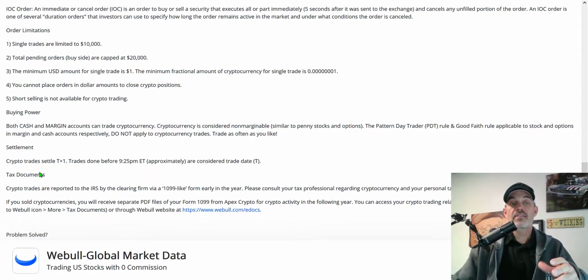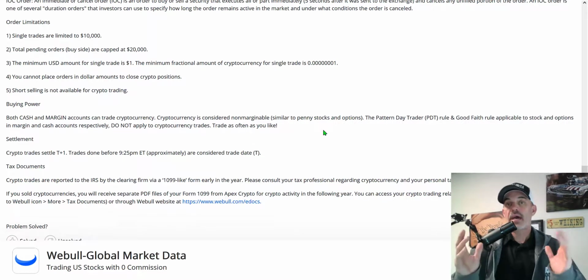And then lastly, tax documents. They do basically report your trades to the IRS. So you will need to keep track of that and pay your taxes to the government. Now, after you understand all that, you're ready to place your trades.